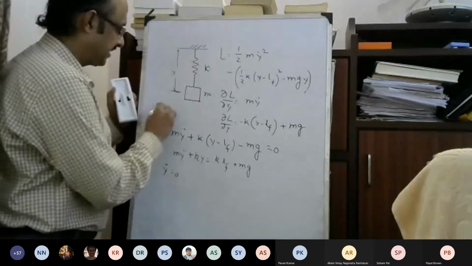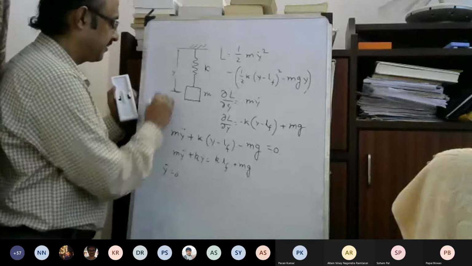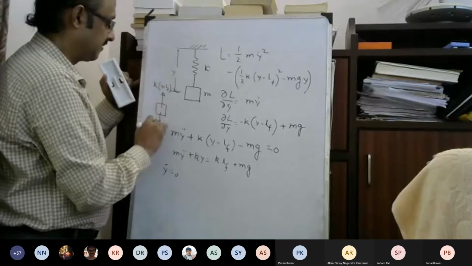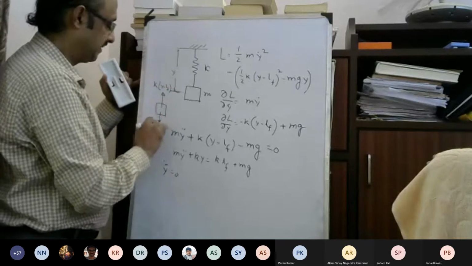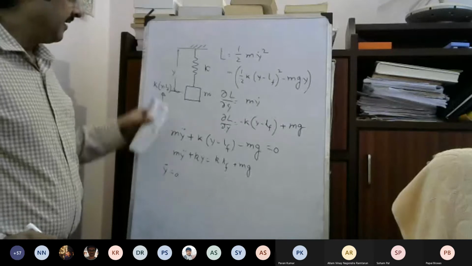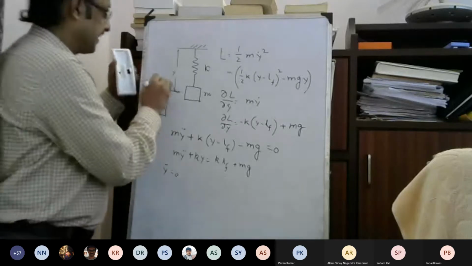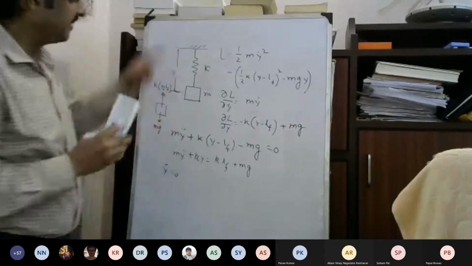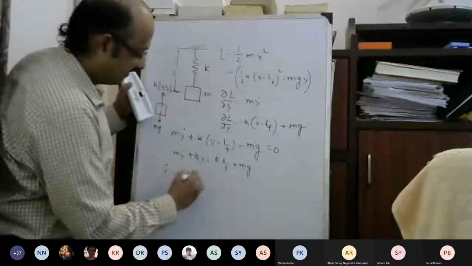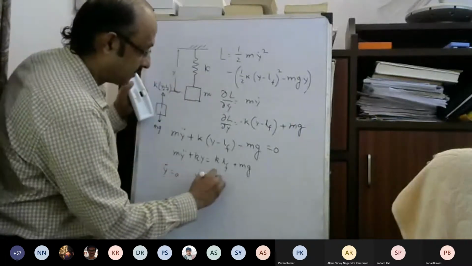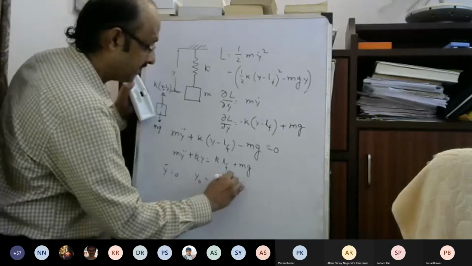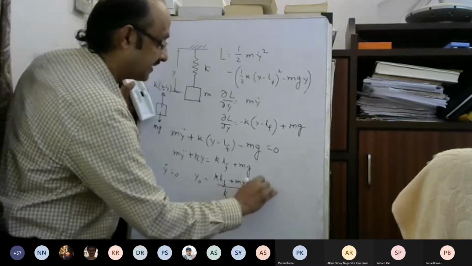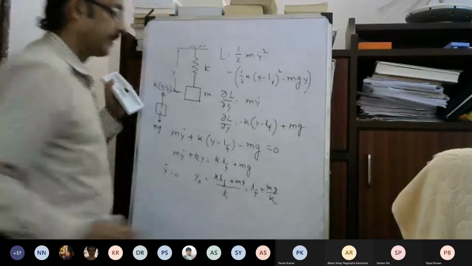So it has a certain equilibrium configuration, at a point where the force is balanced. At the equilibrium point, k times y minus L_F will be equal to mg. This will give you the equilibrium position, let us say y naught, the equilibrium displacement. So y naught is equal to k L_F plus mg divided by k, that means L_F plus mg divided by k.